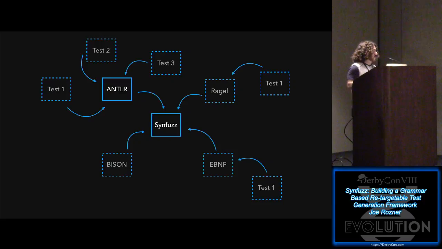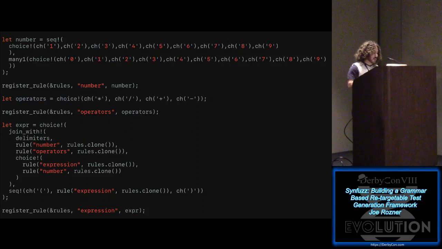So let's take a look at how this works and how you might do it. At the most basic level, you get the combinator interface that SynFuzz provides you. This is how you express a grammar, and any front end will end up converting to it. So this is writing in the pure combinator language within Rust. And if you've ever worked with a combinator library, it will look pretty familiar to you.